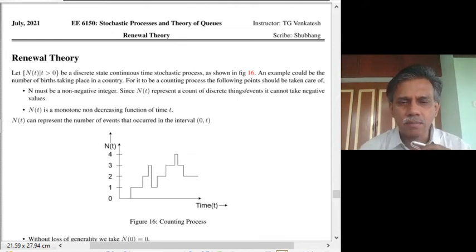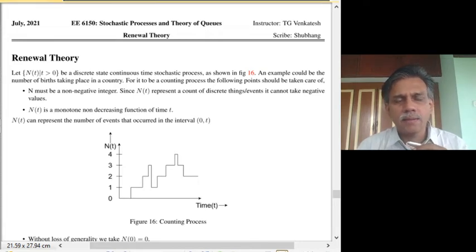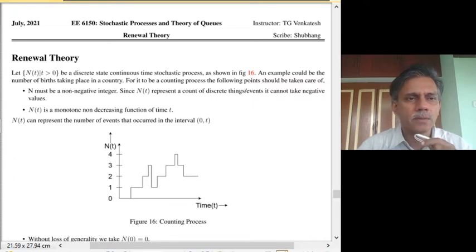Hello and welcome. This is the course on stochastic process and theory of queues. In this lecture, we will start with a new topic. We will be giving a brief introduction to the so-called renewal theory.